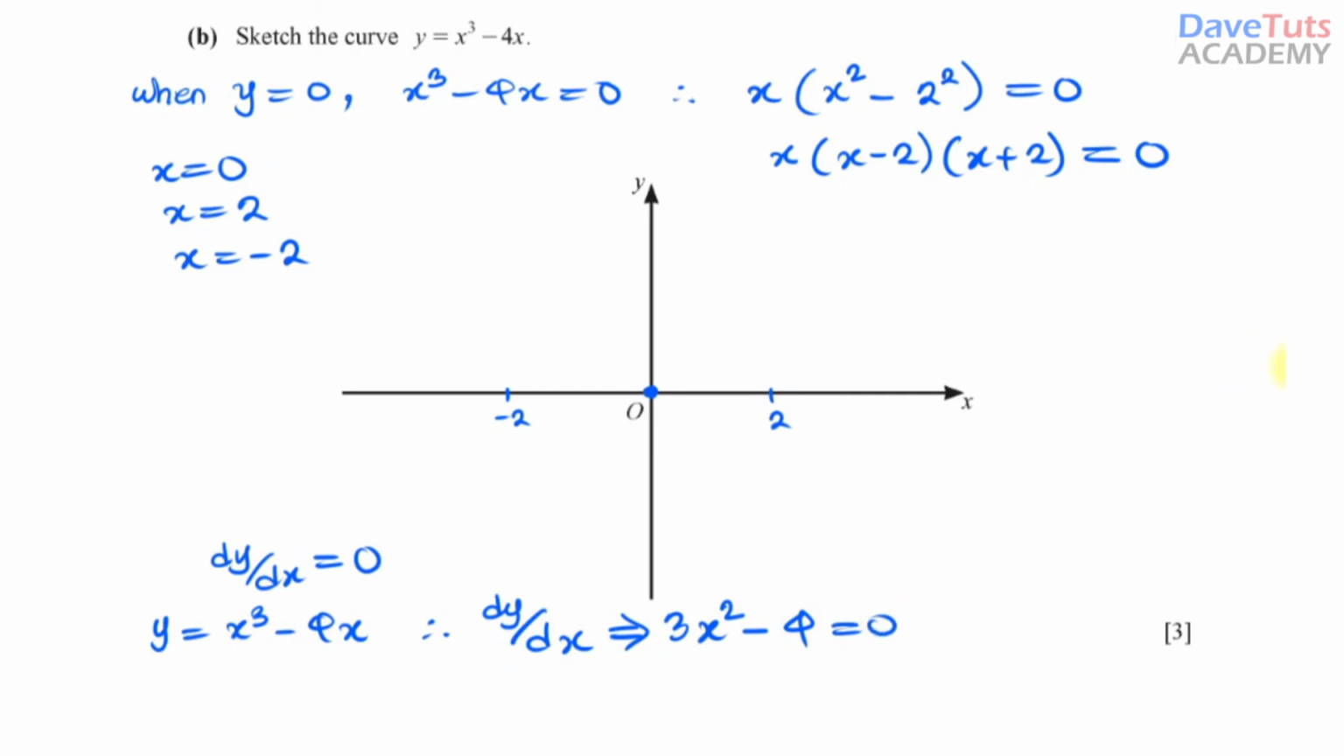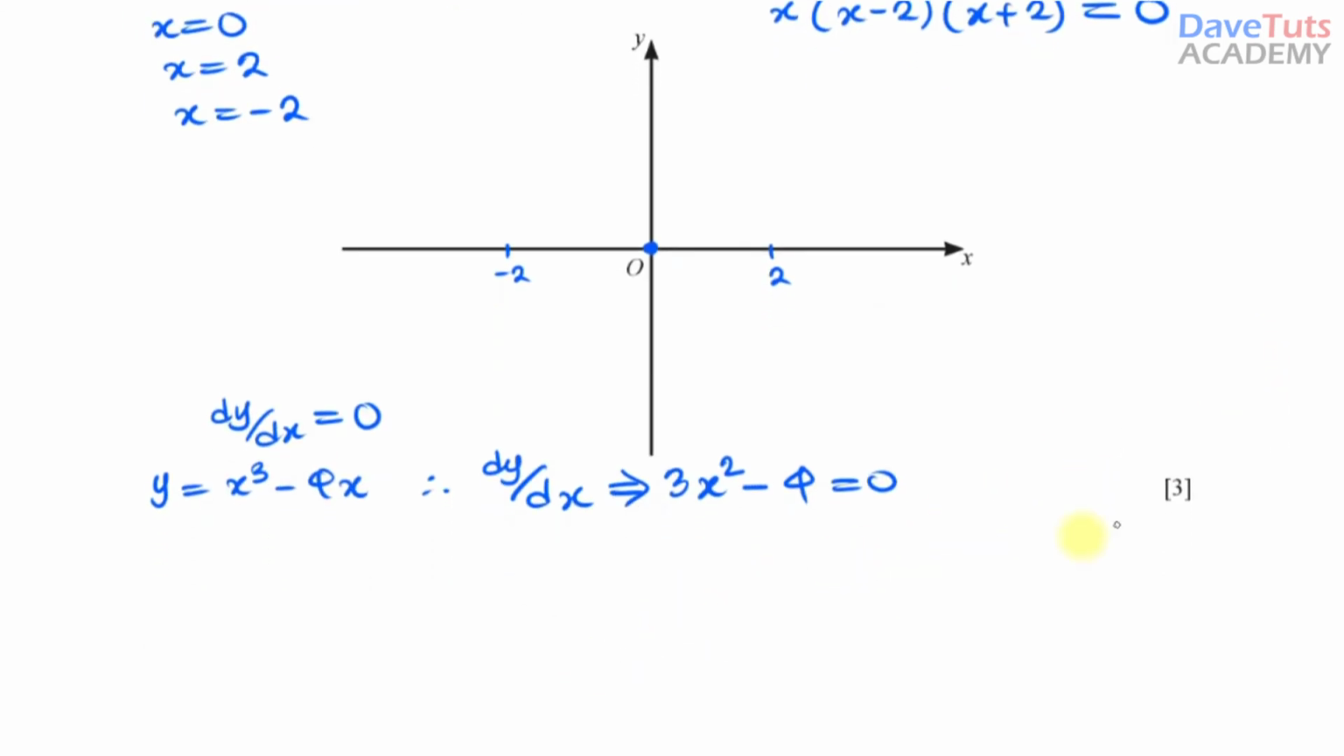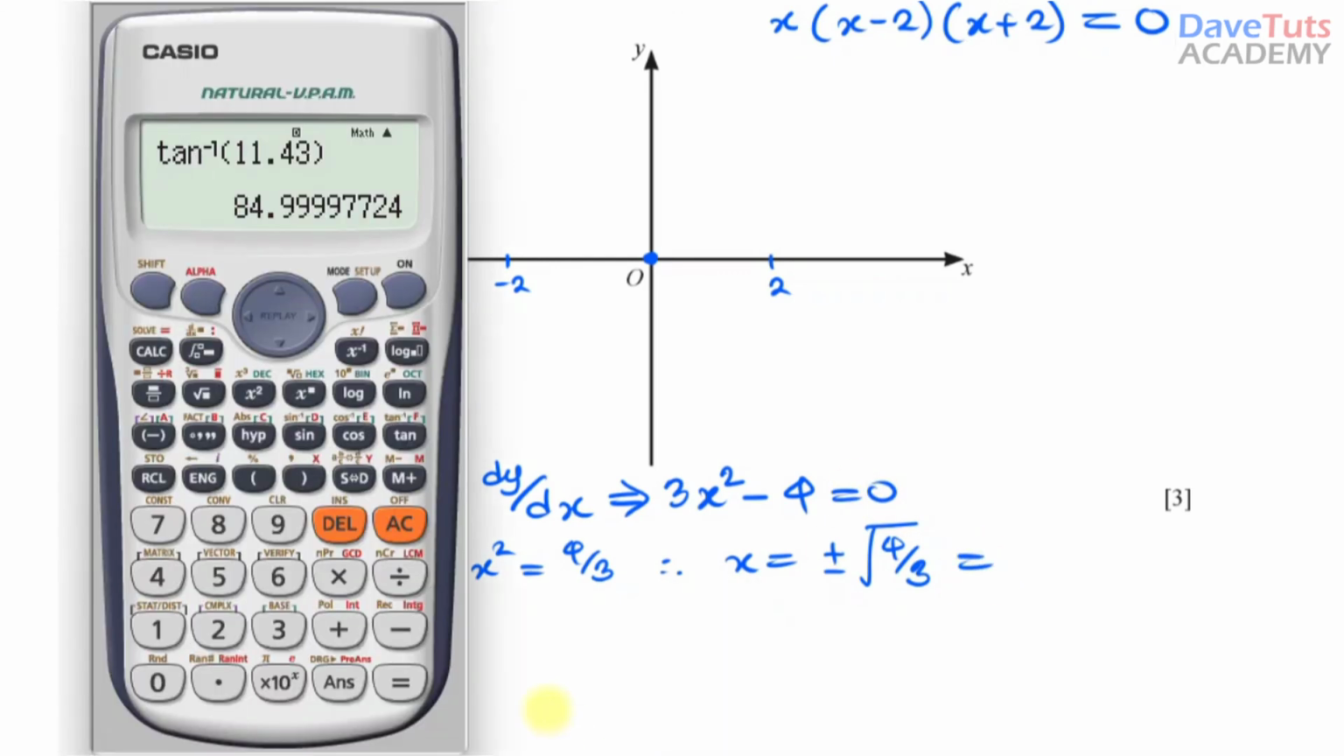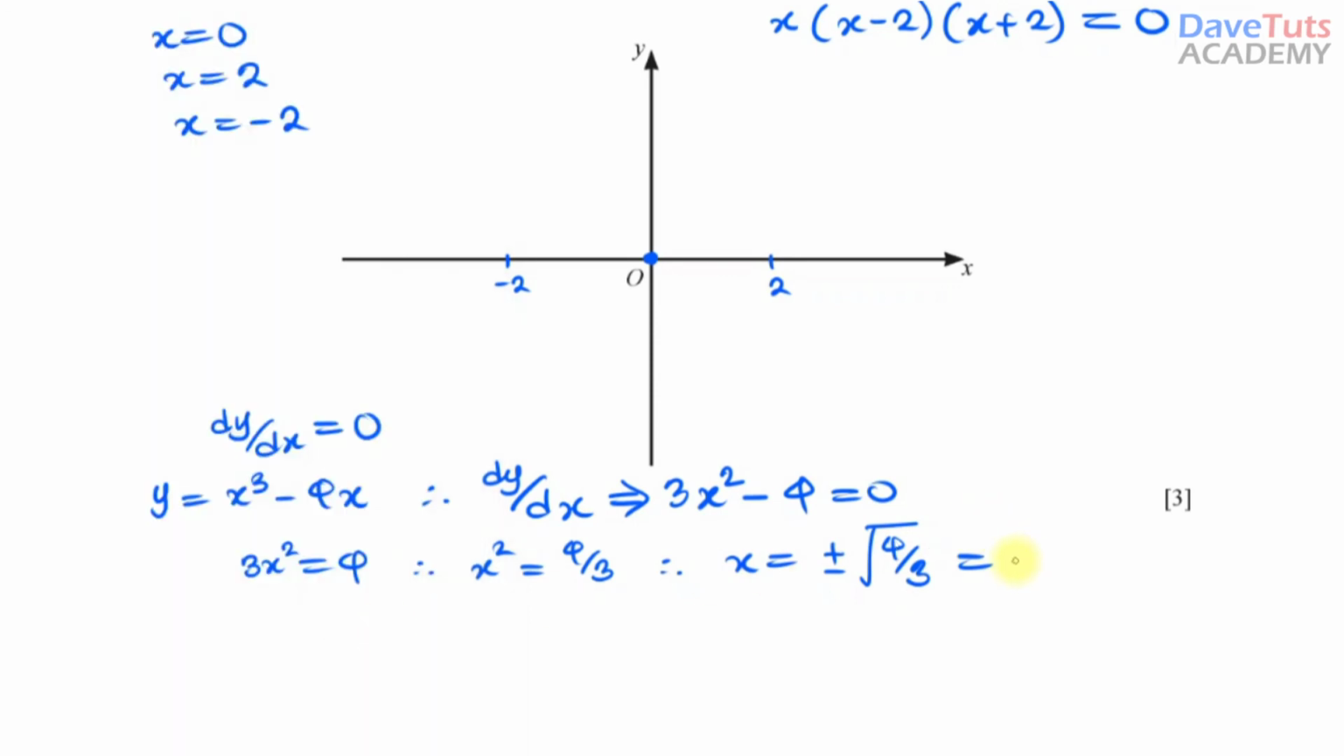Then we have to solve for x here. We can see that 3x squared is equal to 4, and then x squared itself will be 4 over 3, such that x will be plus or minus the square root of 4 over 3. If we use our calculator on this, we have the square root of 4 over 3. What is this going to give us? 1.1547. This is 1.1547 as the value of x at the turning point.